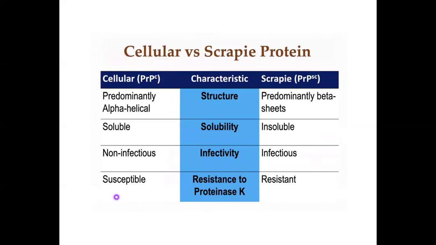So these are the cellular proteins, the normal ones, and these creepy ones, which are the infectious prion. The cellular ones, as we had said, are predominantly alpha helical in structure. These ones are predominantly beta sheets, called the beta pleated form. These ones are soluble; these ones are insoluble. These ones are non-infectious; these ones are infectious. These ones are susceptible to proteinase K, the proteinase enzymes. This one is resistant. Have you understood? So we are seeing the characteristics of the abnormal prions.